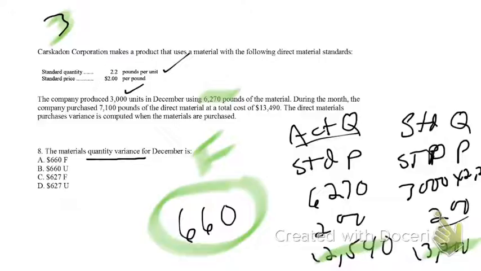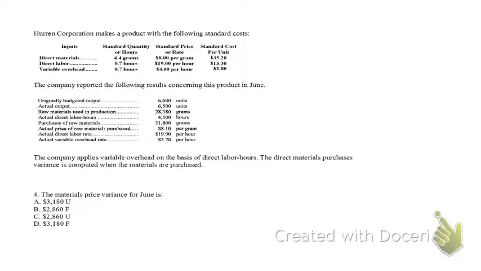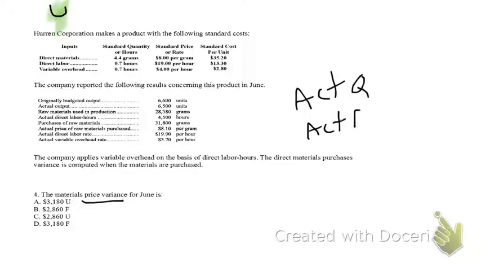On to question number 4. This is question number 4. And let's do it this way. Once again, I'm looking for a price variance, so I'm going to be on the left hand side. I'm going to look at actual quantity, actual price, and I'm also going to be looking at actual quantity, standard price. I'm looking for a materials price variance.